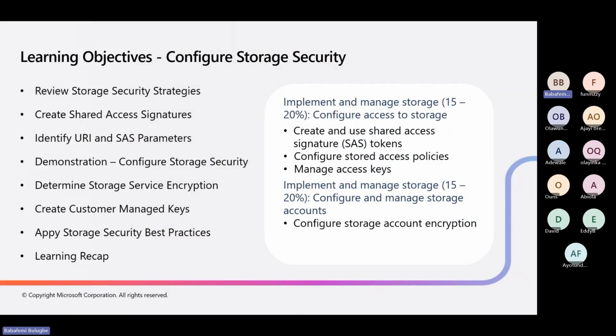So here we are going to talk about what we call the shared access signature, which is the SAS. Instead of giving access to your full container, you can give access to just a particular URL, like the one I pasted in the tab, just that particular one. So the user will only have access to that particular URL and nothing else within that container or within the storage account. Then we'll talk about how to identify URL and SAS parameters. Then we demonstrate the storage security.